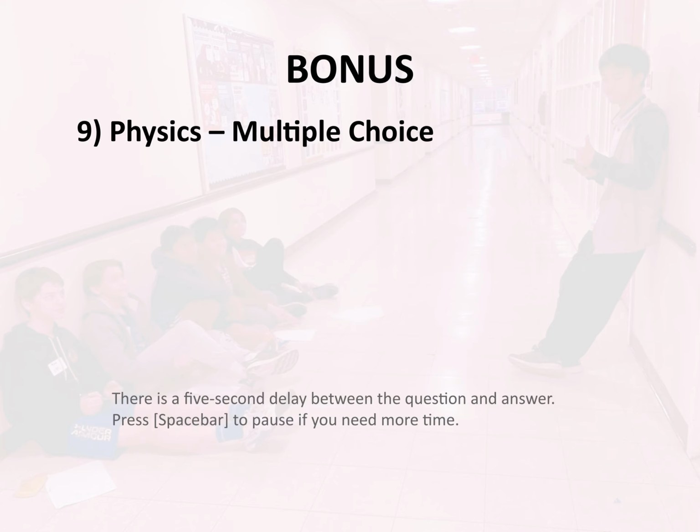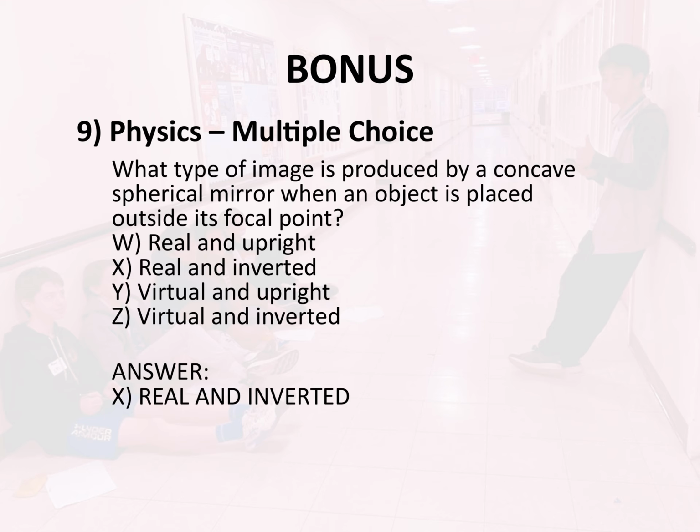Bonus 9. Physics, multiple choice. What type of image is produced by a concave spherical mirror when an object is placed outside its focal point? W. Real and upright. X. Real and inverted. Y. Virtual and upright. Z. Virtual and inverted. Answer: X. Real and inverted.